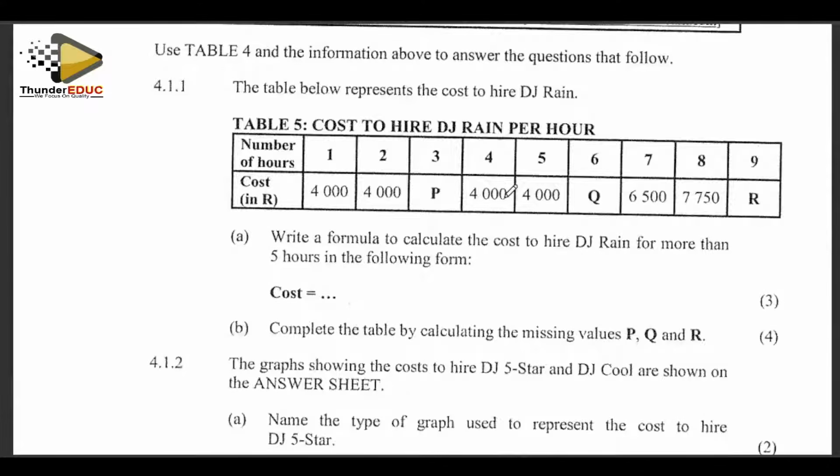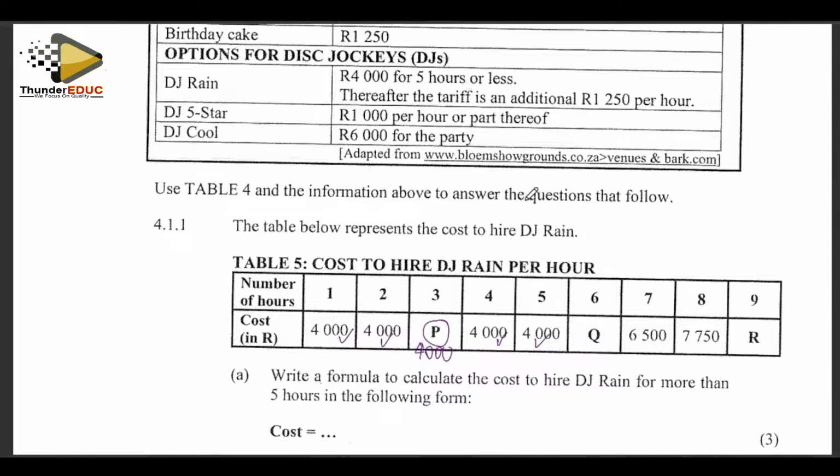Here we go, we are looking at this. Now, I'm here looking at this table, there's something that you see, which is quite awkward. You have 4,000, 4,000, 4,000, 4,000. What will be the value of P in your understanding? It will be also 4,000. You understand? Why do we have 4,000 here? Oh yeah, it's DJ Rain. DJ Rain has a constant amount of money. You pay 4,000 for the first 5 hours. The moment you exceed this, you pay 1,250 rand per hour that you have exceeded.